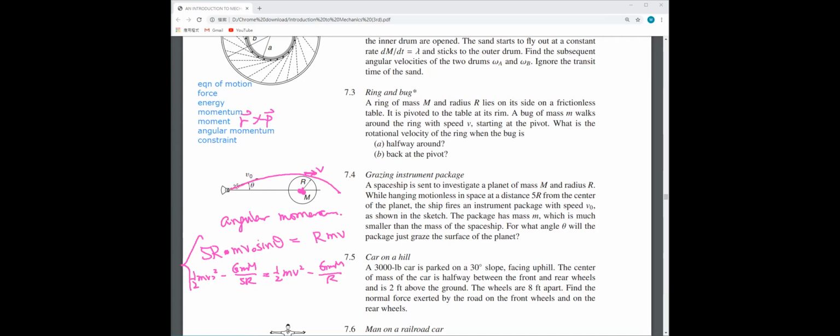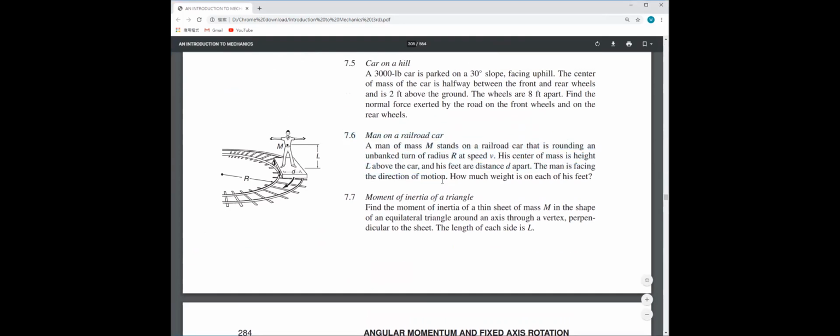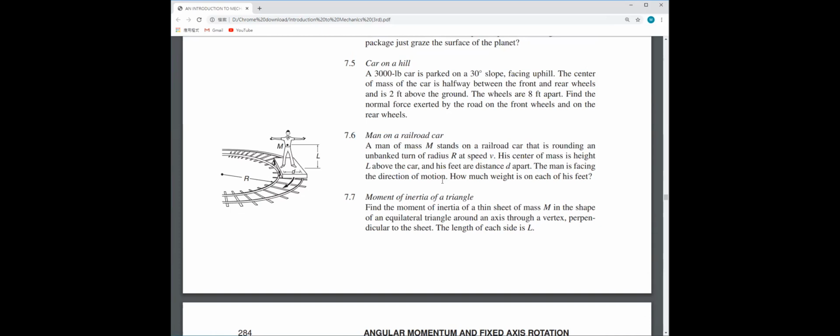Okay, so for 7.6, you just have a look. I just show you the answer first. So you have a look at it. Can you draw the free-body diagram on the board, on the man's body?